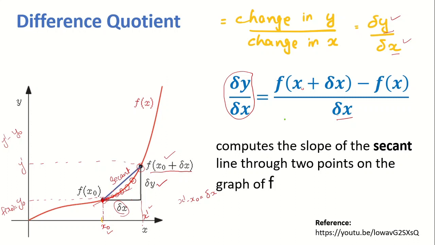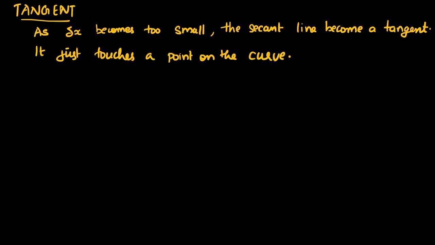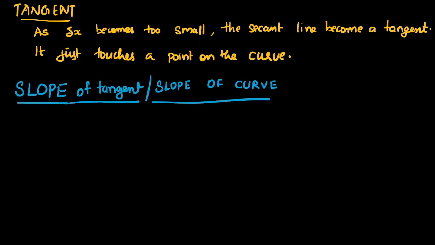So at that time we call it a tangent. Okay, and now we are going to see the tangent. As delta x becomes too small, the secant line becomes a tangent. It just touches a point on the curve. And why we are interested in the tangent is we want to know the slope of the tangent, or we want to know the slope of the curve.